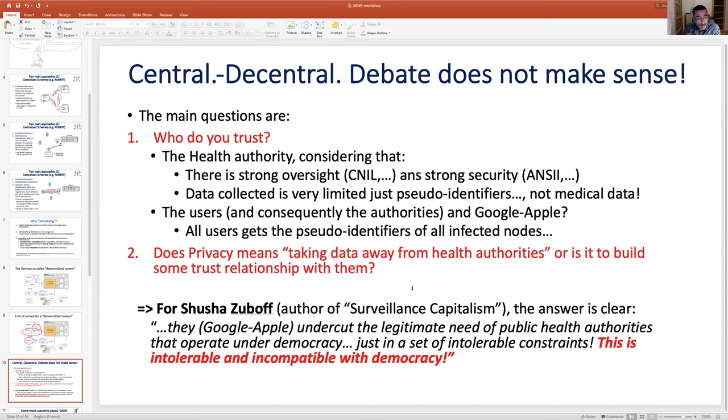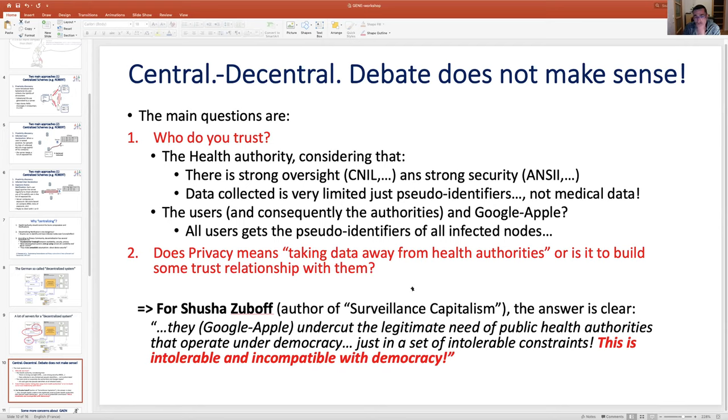Shoshana Zuboff, that you probably know, also said similar things, talking about Google and Apple, and how they undercut the legitimate need of public health authorities that operate under democracy. We should not forget that governments are usually elected, and this is just a set of intolerable constraints. This is intolerable and incompatible with democracy.